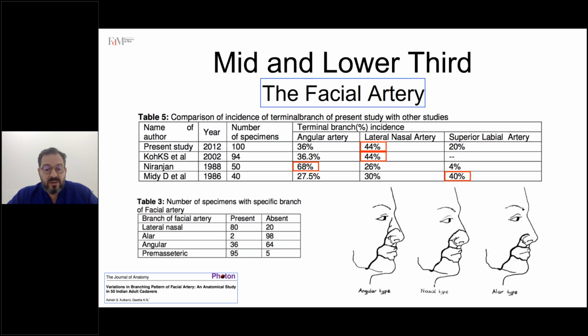So we need to be aware that variation is the most common thing. Can we move to the other one? And we need to use these fillers on the safe areas, which is layer 2 subcutaneous or layer 4 deep fat compartments. Can you go for the next one, please?